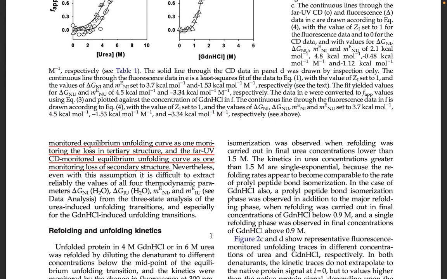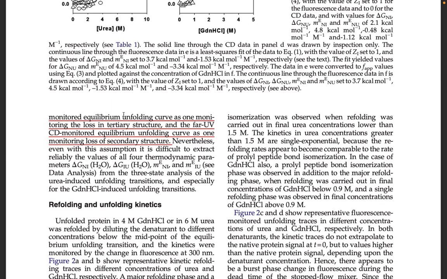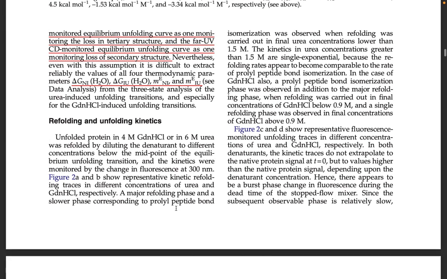Nevertheless, even with these assumptions, it is difficult to extract reliably the values of all four thermodynamic parameters, which are delta G N to I, delta G I to U, M value N to I, and M value I to U. So there will be four parameters, of course, for the two transitions, from the three-state analysis of the equilibrium urea-induced unfolding transition, and especially for the guanidinium hydrochloride-induced unfolding transition.